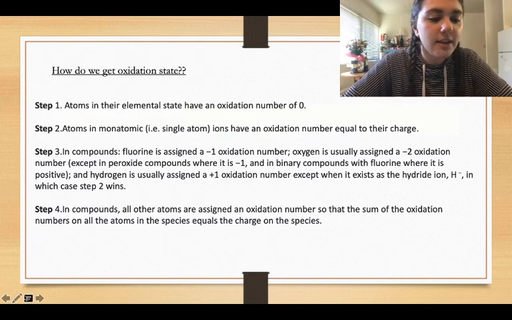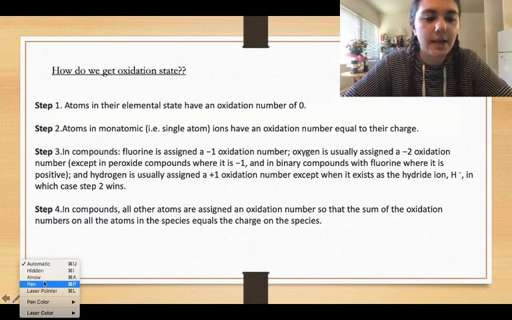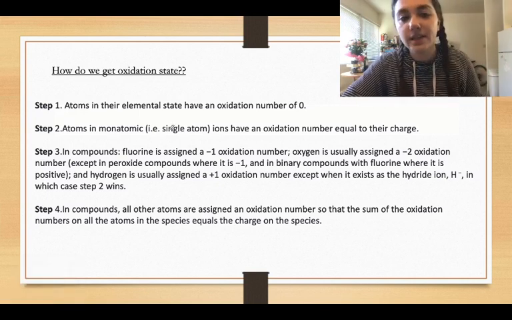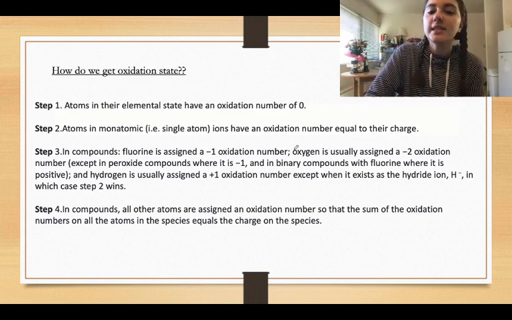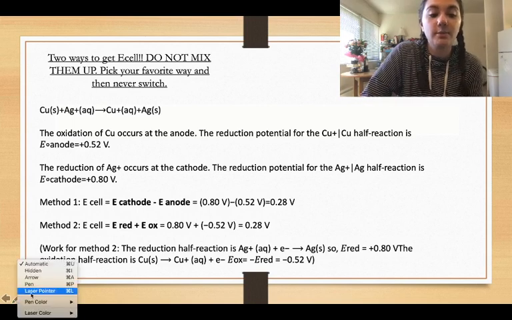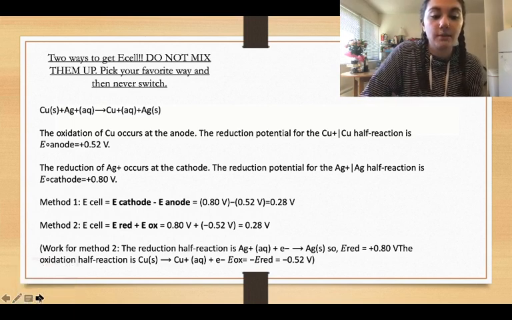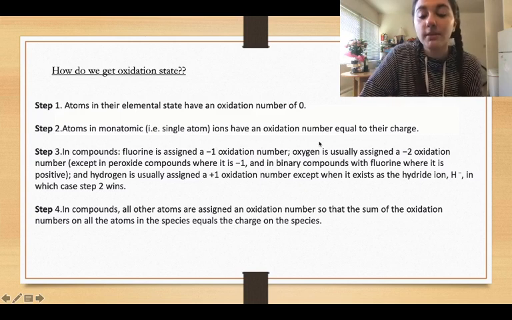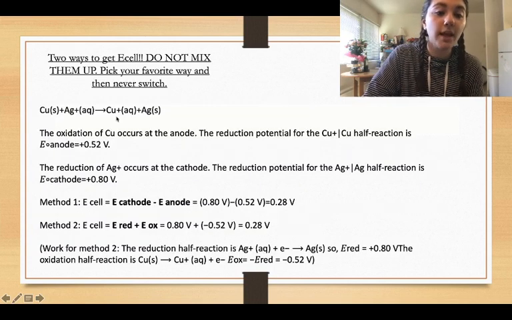And then how do we get the oxidation state? Many people have asked me this, and especially in the next few slides, I hope these steps will be more evident. Basically, if something is in an elemental state, say Cu, it is 0. If the atoms are monatomic, the oxidation number is equal to their charge. Again, Cu plus, therefore this is plus 1.